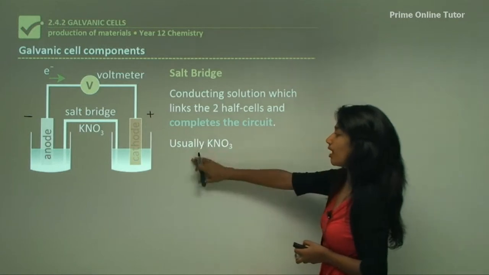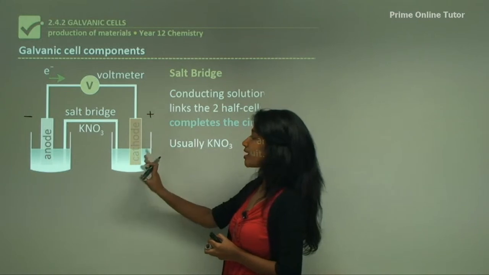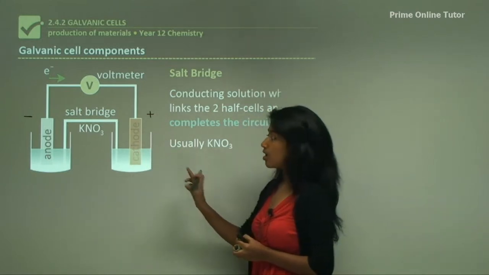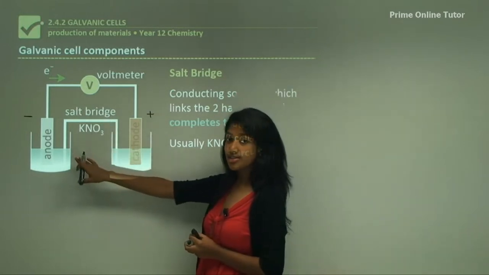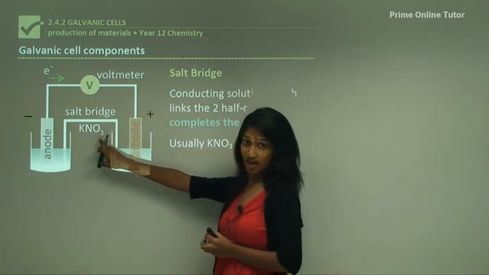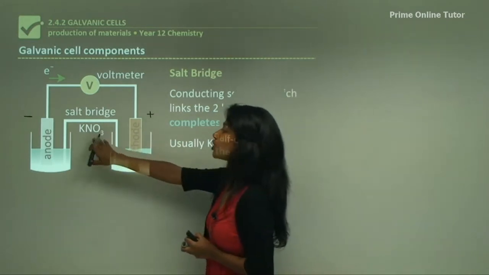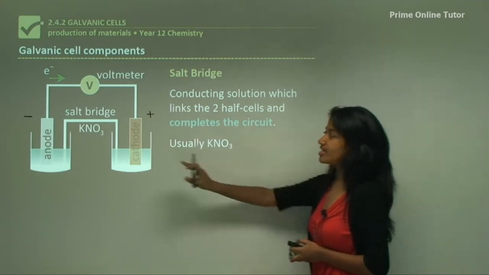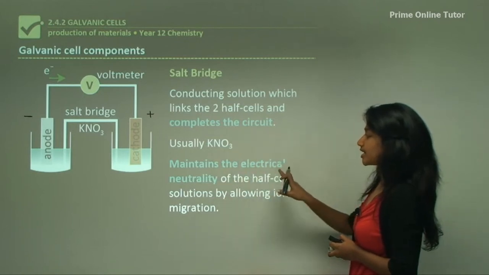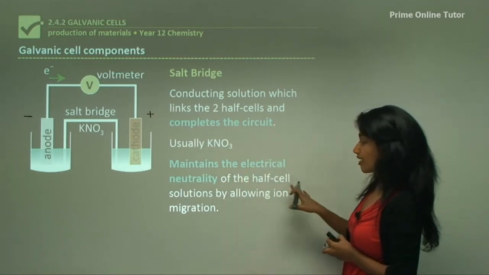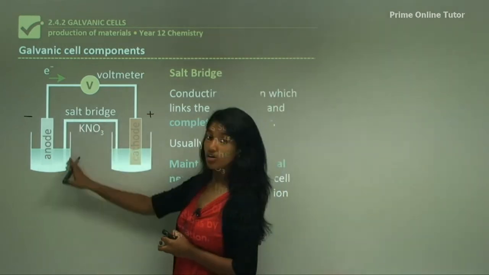Now this is a key component, because that means when you're transferring ions, they will not form precipitates. So for example, if you're transferring cations, the cations would bond with the nitrate here. But since nitrates are always soluble, they will not form precipitates. And this is very important for the salt bridge. This maintains the electrical neutrality of the half-cell solution by allowing ion migration. So ions would migrate along the salt bridge.